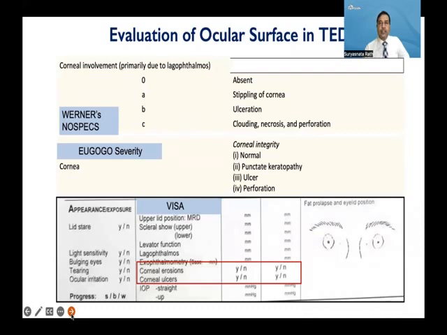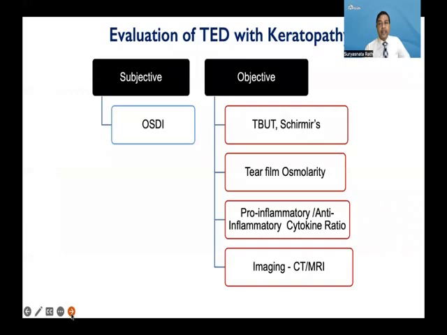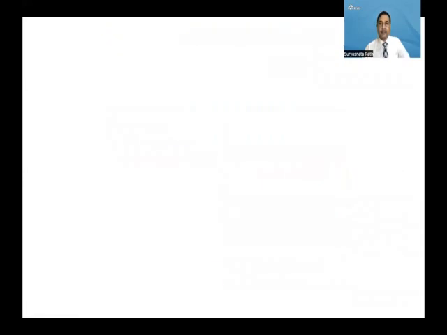If you look at the evaluation of the ocular surface in thyroid eye disease, most classification systems are restricted to looking at stippling of the cornea, to ulceration, to perforation of the cornea. What is probably needed is a more elaborate evaluation of the ocular surface, both subjective, in the form of the OSDI questionnaire, and objective parameters like tear breakup time, Schirmer's test, tear film osmolarity, and cytokine levels. Imaging is, of course, useful in a setting where additional dysthyroid optic neuropathy is suspected.